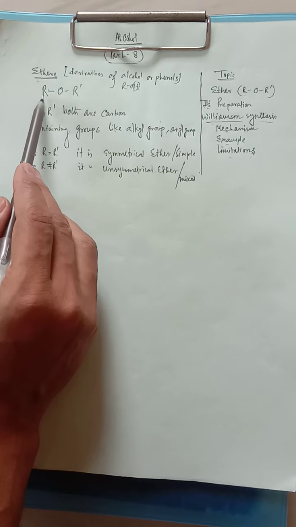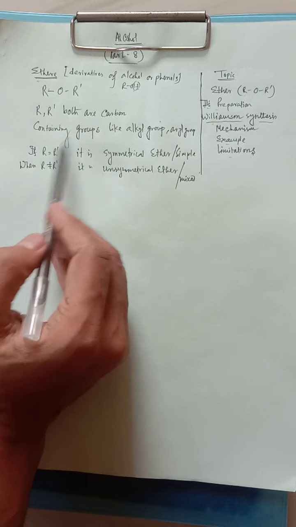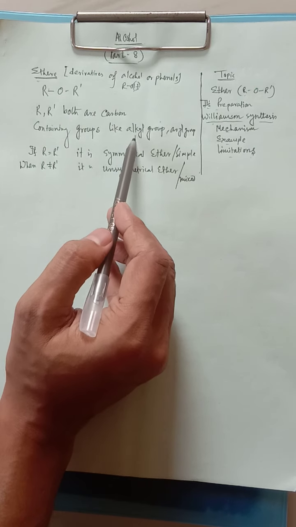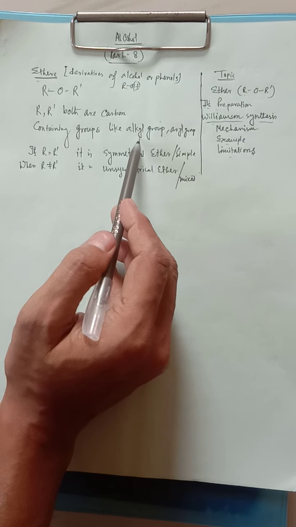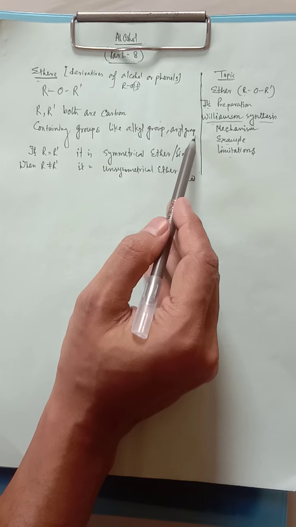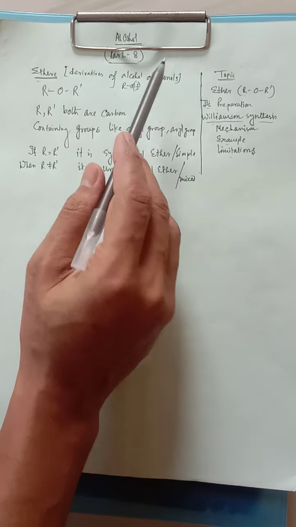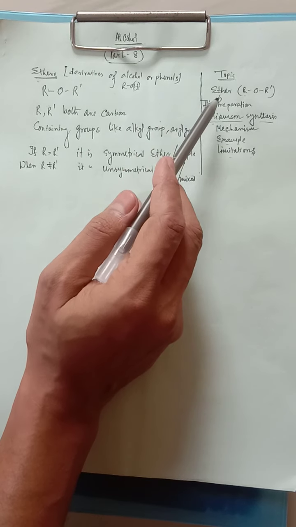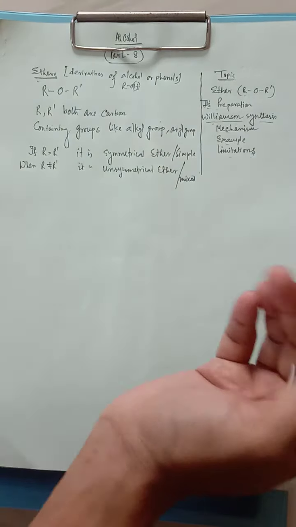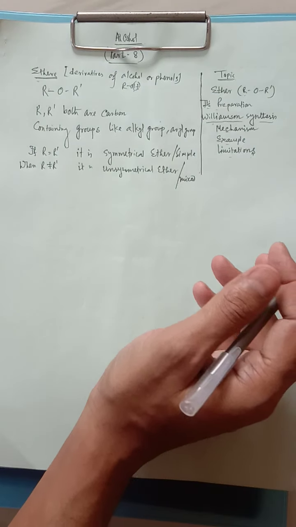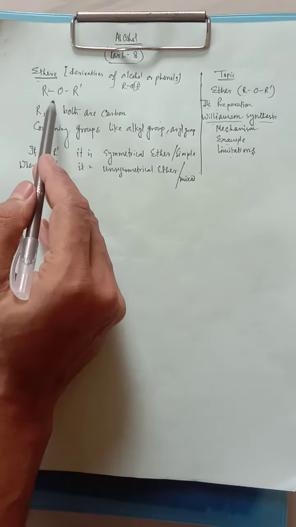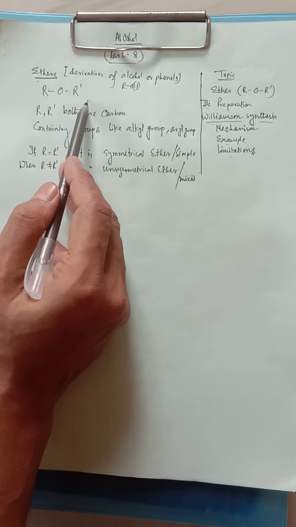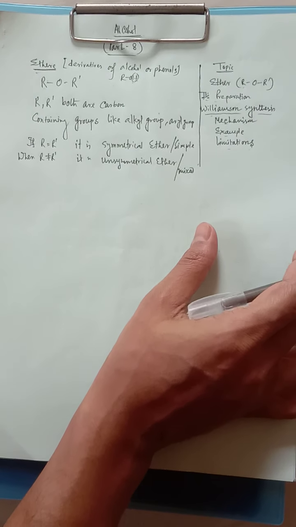So ether, R and R dash both are carbon containing groups, like alkyl group, say methyl, ethyl, propyl, like this. Aryl group, it may be benzene ring, or the derivative of phenols. Phenols means benzene ring having OH. In that case also hydrogen is replaced by alkyl group or aryl group, whatever. So those types of compounds are known as ether.